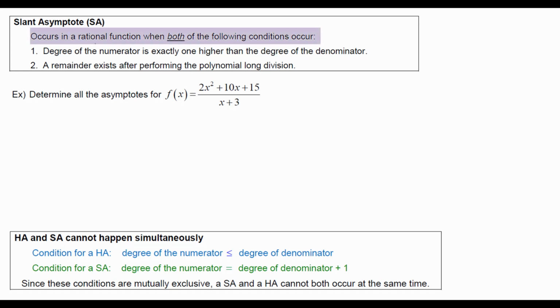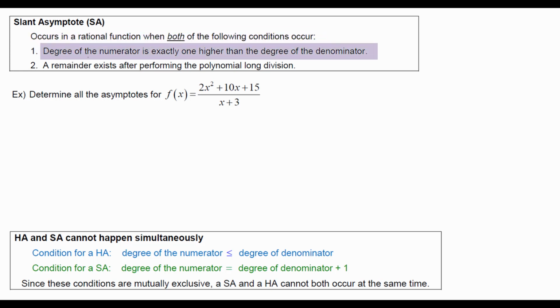A slant asymptote occurs in a rational function when both of the following conditions occur. The first condition is that the degree of the numerator is exactly 1 higher than the degree of the denominator. So look at the example below. I've got f of x equals the quantity 2x squared plus 10x plus 15 over the quantity x plus 3. You can see that the degree of the numerator is exactly 1 degree higher than the degree of the denominator. So it is possible that this function could have a slant asymptote.